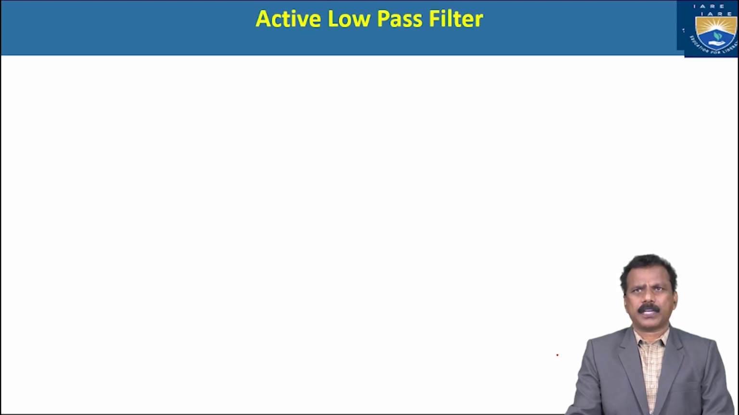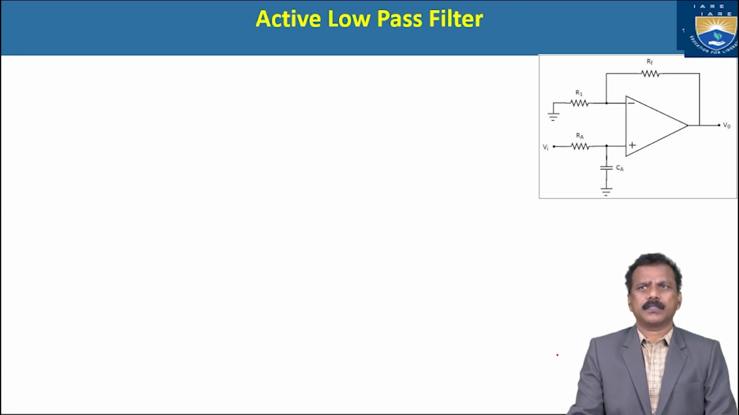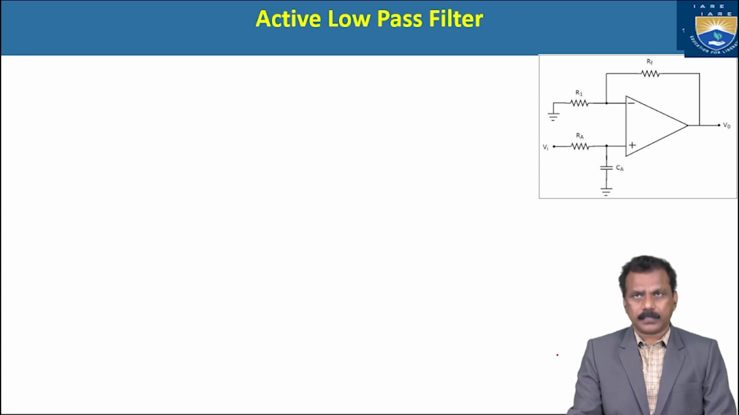Okay, now coming to the active low pass filter. In the active low pass filter, using this operational amplifier in this simple circuit diagram, the inverting terminal is connected with R1, and R1 is connected to the ground. The non-inverting terminal is connected with RA and CA, the resistor and capacitor. The CA is connected to the ground, where RA is given the input Vin. The inverting terminal is also connected to the feedback resistor RF, which goes to the output voltage V0. This is the simple circuit diagram of the active low pass filter.